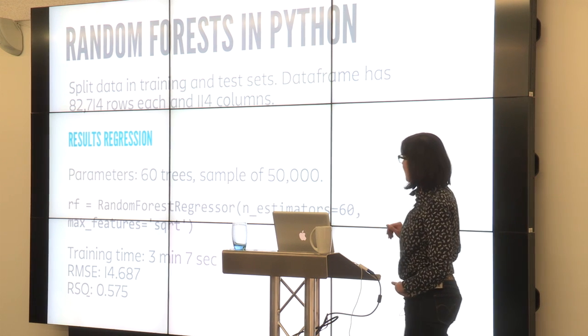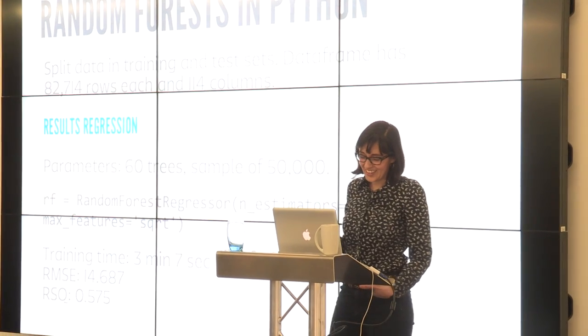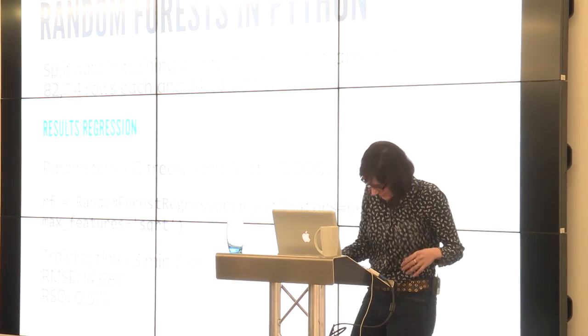Now, let's do the same exercise in Python. My parameters were 63, and a sample of 50,000. This is pretty much your RandomForestRegressor. The training time was 3 minutes and 7 seconds on this computer. And this was the RMSE and the R-squared. If you look at them, they're very similar, but this was super fast compared to the other one. So I guess Python 1, R 0.